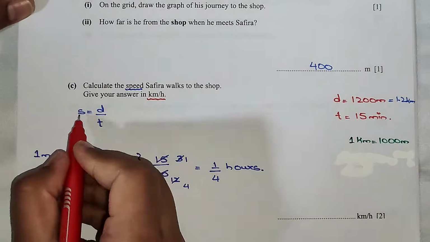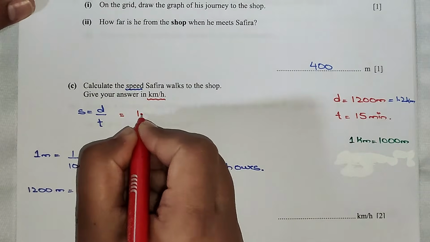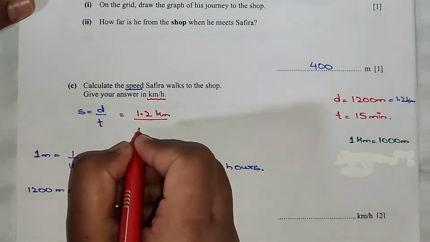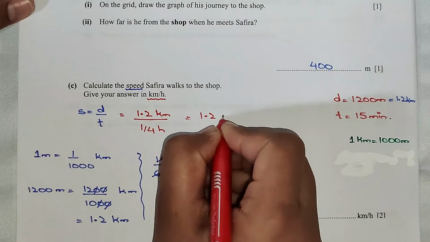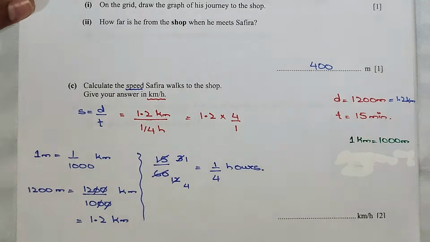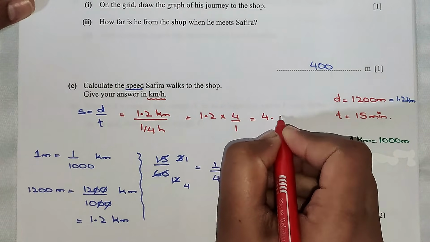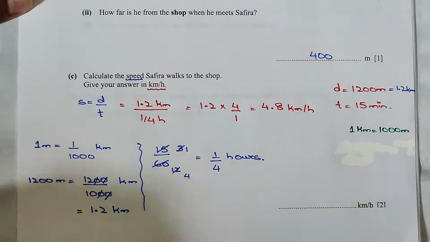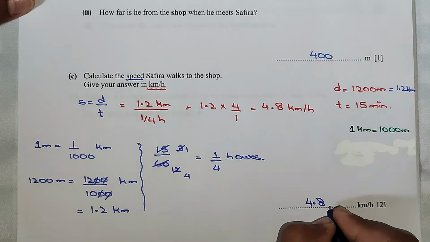So speed would be distance over time. Distance in terms of kilometer is 1.2 kilometer over time in terms of hour is 1/4 hour. So 1.2 times 4/1, right? So it would be 4 times 1 would be 4, 0.4 times 2 would be 8 kilometer per hour, right? So the speed would be 4.8 km per hour.